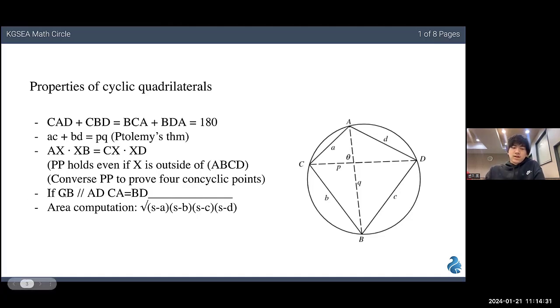Also, the next one is that if a trapezoid is inscribed inside a circle, it must be isosceles. This is a pretty fast and easy proof with just extension of AB and taking this angle over here. And the last one is Brahmagupta's formula, which some of you may know. And S here is the semiperimeter, which is A plus B plus C plus D divided by 2. And this gives the area of a cyclic quadrilateral with sides A, B, C, and D.